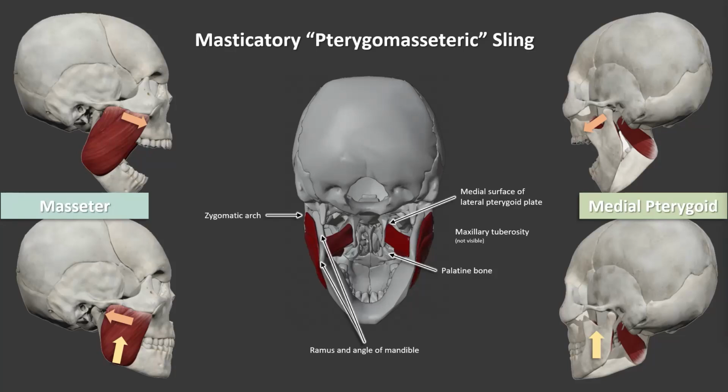We've looked at a couple of different ligaments in other learning objectives that help to reinforce the joint, but having a muscular sling like this also helps to support the TMJ, and it prevents the mandibular condyle from getting pulled out of place inferiorly.